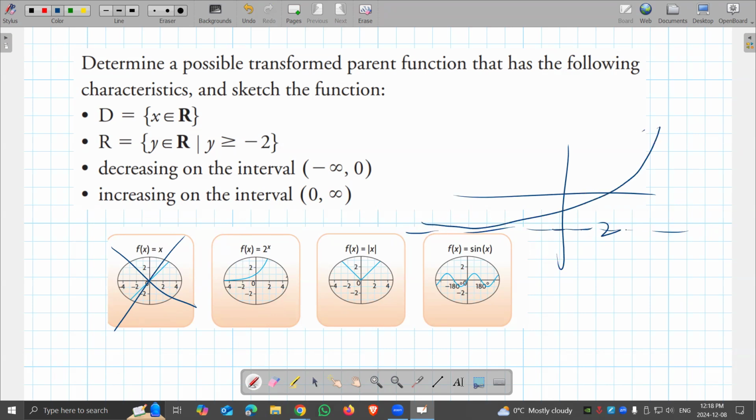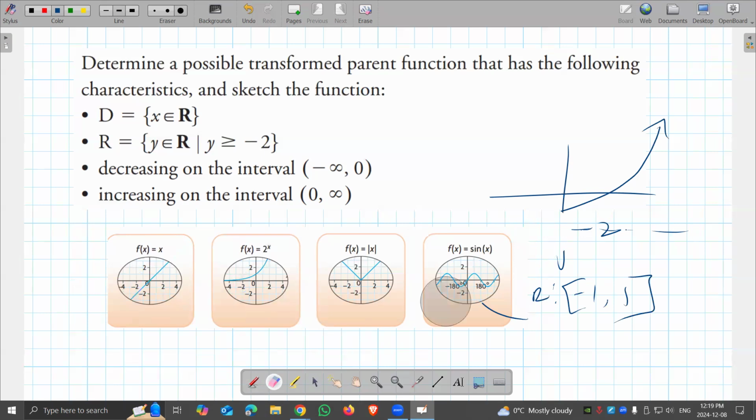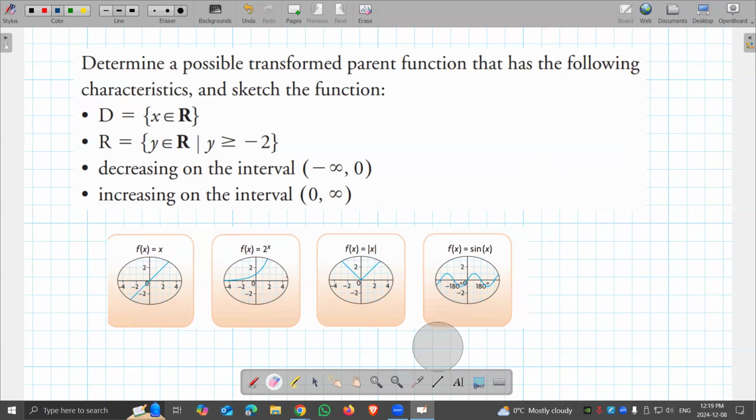No. An exponential's asymptote, or minimum value, will not be inclusive. It's strictly greater than, so it cannot be exponential either. Same thing for sine of x. For sine of x, what does a range look like? It's between two different y values, between -1 and 1 for sine of x. So it can't be that one either. So the only thing that we could do is the absolute value function. So that's our function. We've deduced that it's absolute value.